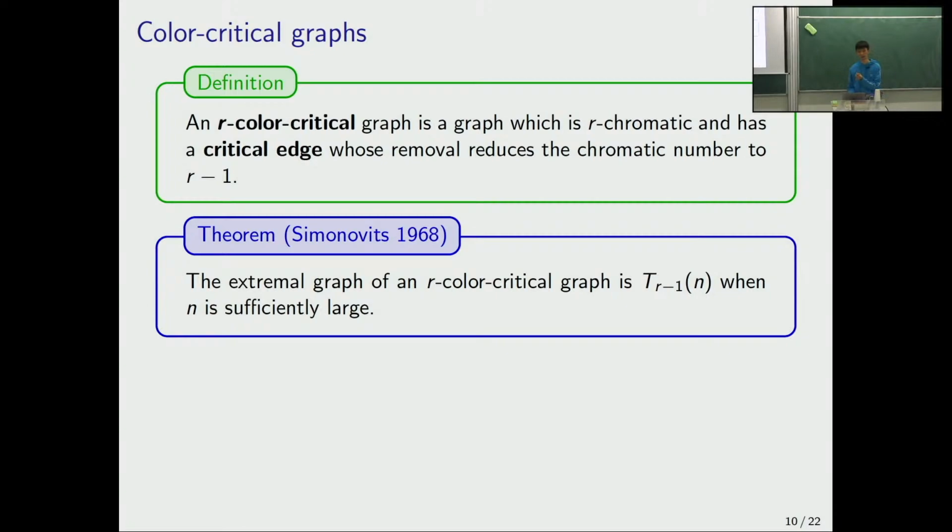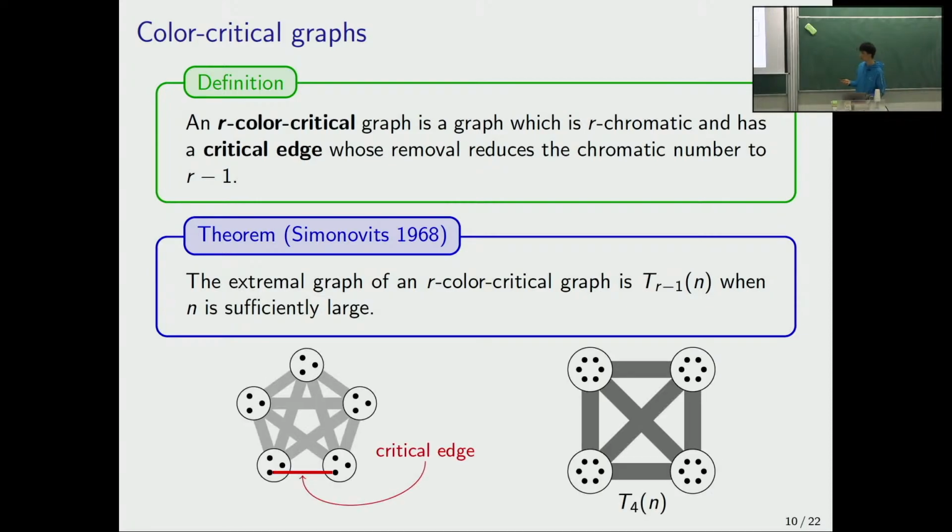Yes, there are two definitions of a color critical graph. One is that every edge should be a critical edge, and the second one is that there is at least one edge which is a critical edge. And here we use the second definition, that there is at least one edge which is a critical edge. And Simonovits proved that the extremal graph of an r-color critical graph is actually the Turán graph. Here r is also the chromatic number of that color critical graph, and this works when n is sufficiently large.